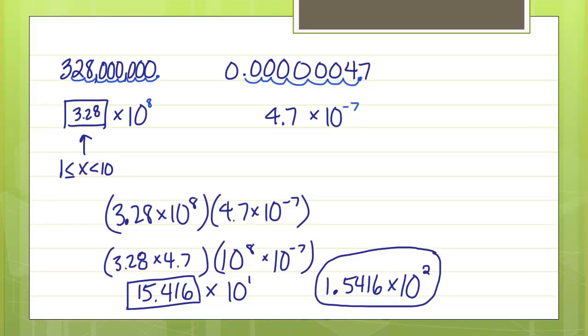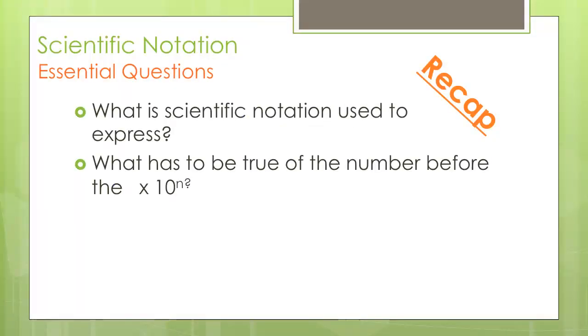And the same rules will apply when you're dividing. I'm not going to do an example. I want this to be a very short video. So remember, it's used to express very, very big numbers, very, very small numbers, and that number before the 10 to some power needs to be between 1 and 10. And that holds true in the beginning, and if you do any kind of math and you're writing your answer in scientific notation, it has to be true in the end as well.